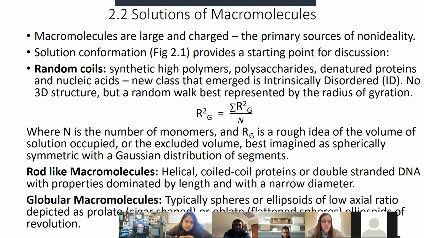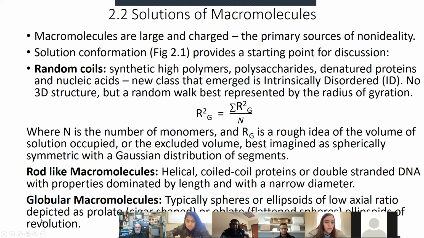Remember, the definition involved no volume, no interactions. Now macromolecules have volume and they're charged, okay? And so they contribute non-ideality in lots of ways. They occupy lots of space that displaces the solvent, okay? And so the macromolecule conformation, or some picture of the macromolecule, becomes a starting point for discussing this.